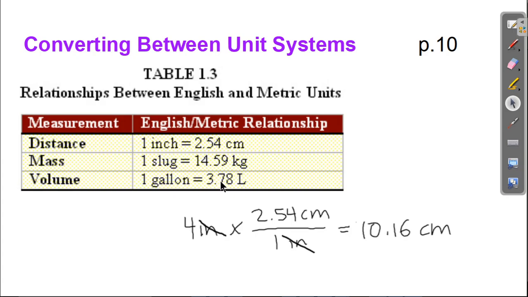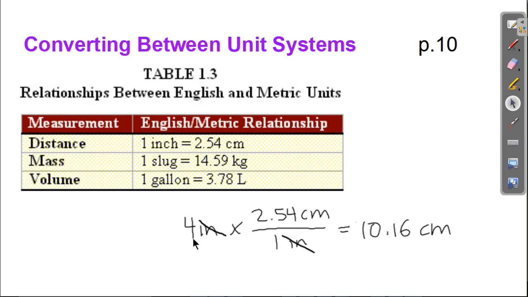1 gallon, 3.78 liters. And sometimes they'll give you these. The problem will give you these. But sometimes it won't, and some of them you need to memorize. For example, this one. So you do exactly the same thing you did when you were trying to move from one prefix to another. You're going to be using the factor level method. You're going to start with a number they give you.